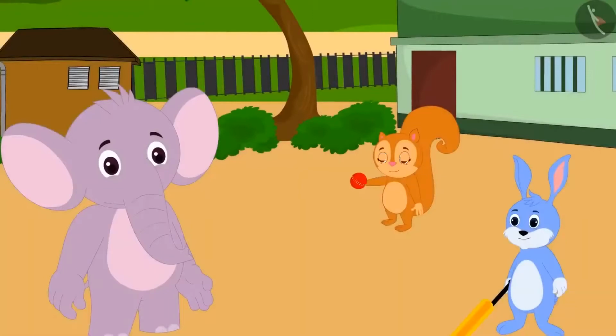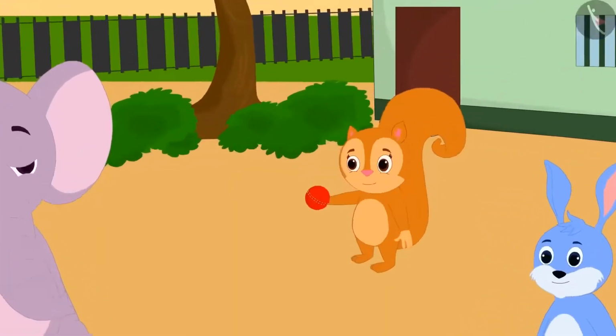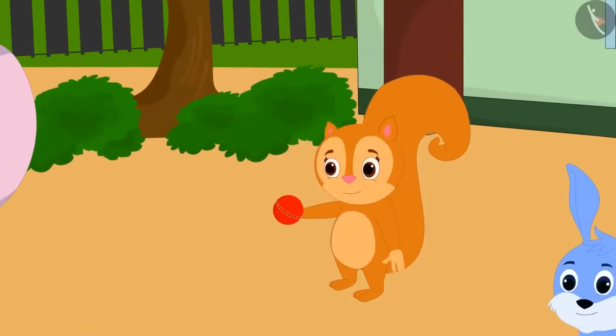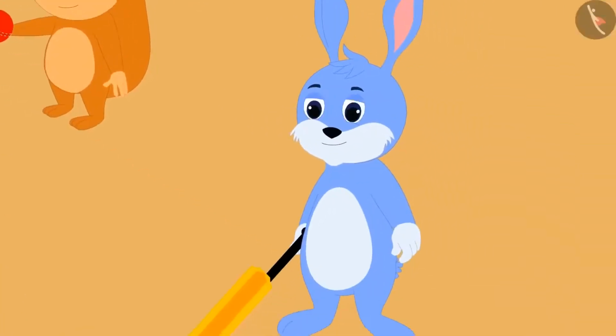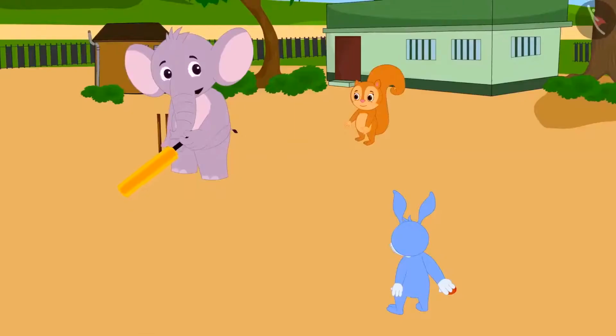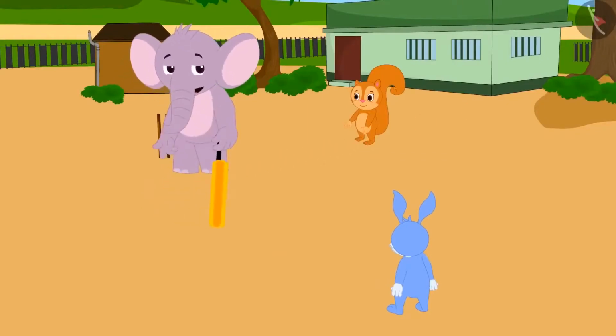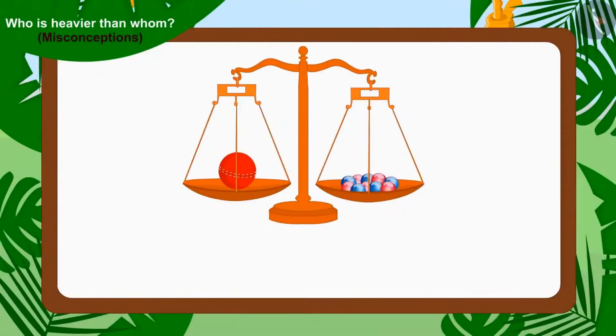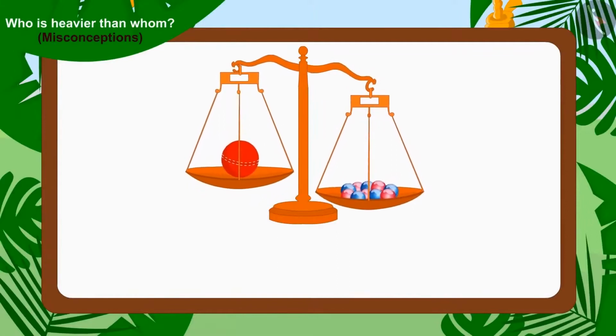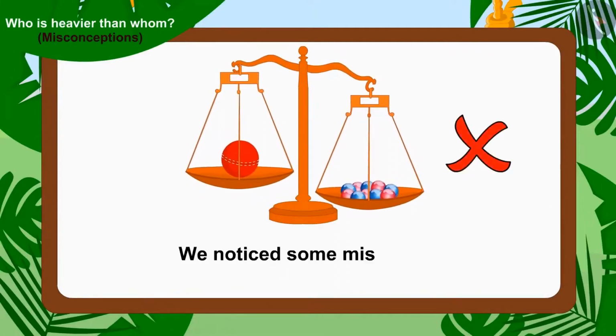Finally, the three found out which game they had to play. They took Chanda's cricket ball and Bunny also brought a cricket bat from his house. All three friends played the game of cricket with great pleasure. Children, in this video, we learned about some misconceptions related to comparing weight.